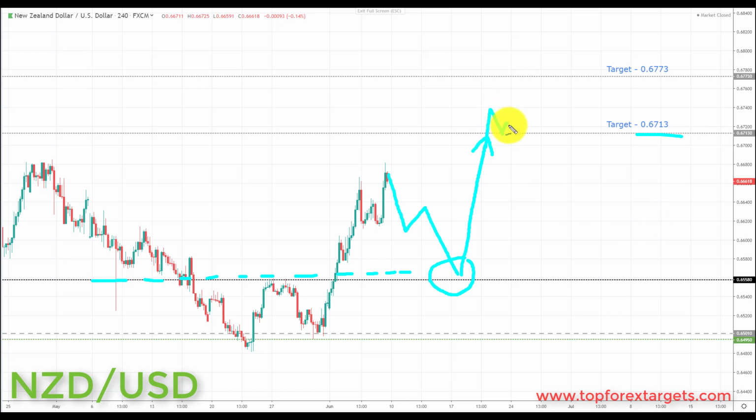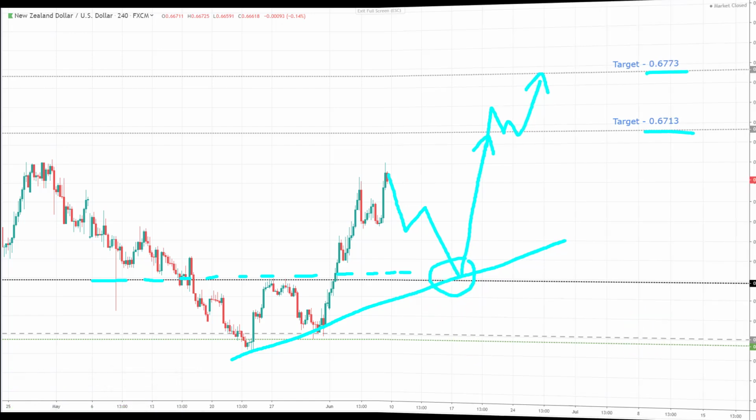0.6713. And if we can get a breakthrough here, we're going to be looking up towards the next key of resistance to the upside and target 2, the 0.6773. Now, for those of you who like your trend lines, you can see as well that there is a case to be made for an additional confirmation point in this area if you draw a trend line connecting these lows. So this again would be a good place next week to start to look for those bullish formations and patterns in New Zealand dollar.